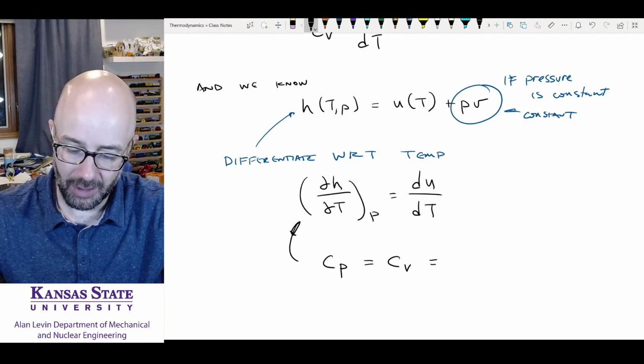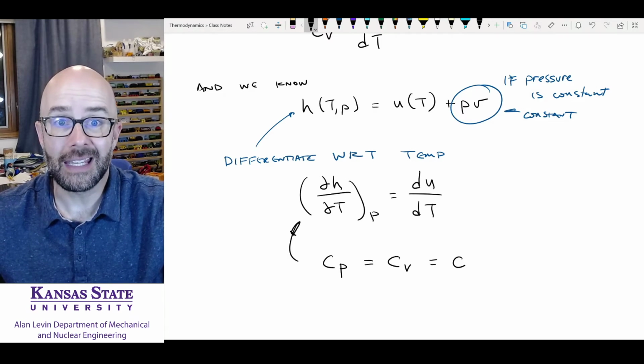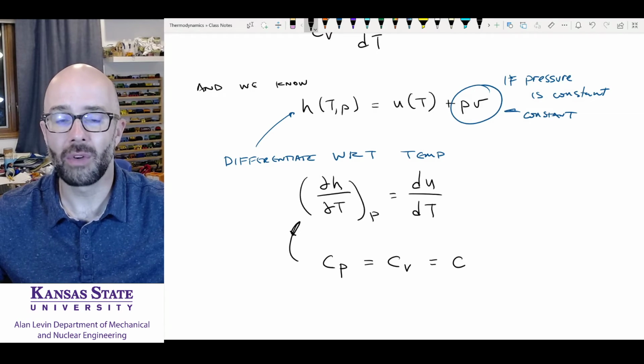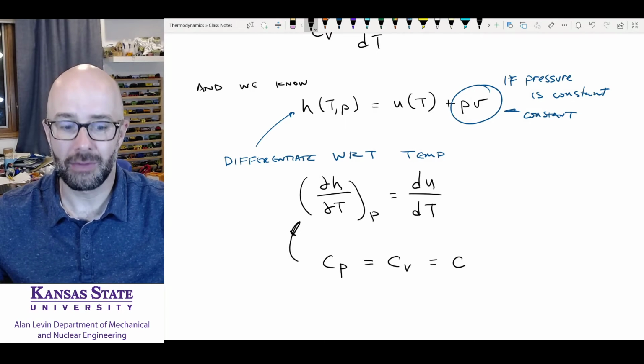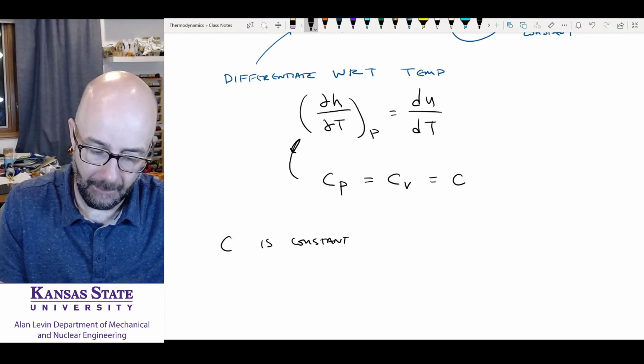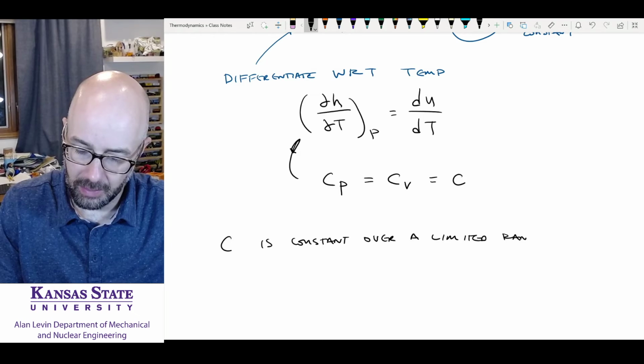And so we don't even determine it. We don't even say C sub P or C sub V. We just say C in our calculations. We just say C. And it's constant over a limited range of temperatures.